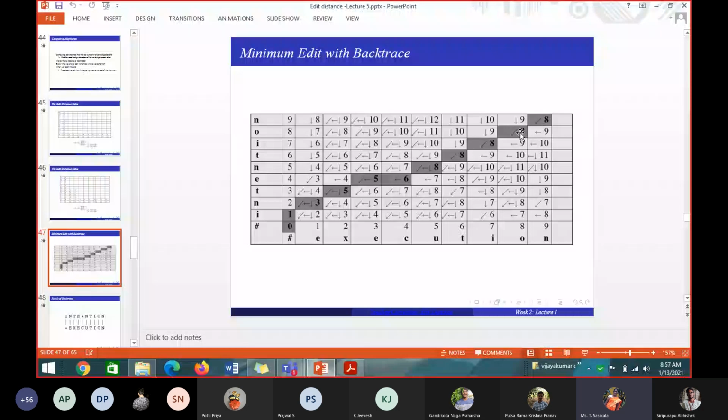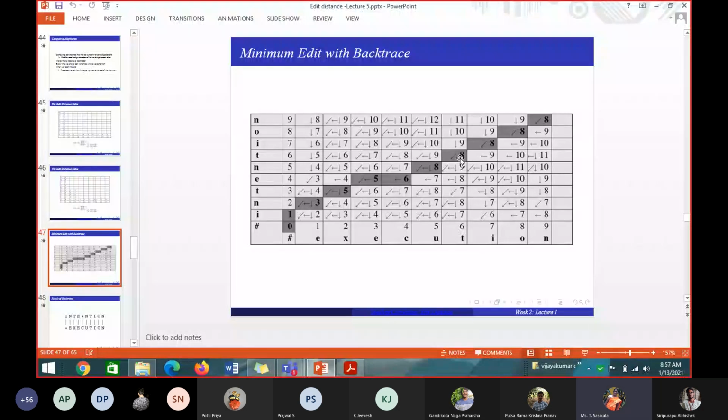Left side 9 plus 1, down 9 plus 1, diagonal 8 plus 8 is there, either 8 plus 0 or 8 plus 2. Which one do I have to take? 8 plus 0 or 8 plus 2? 0, ma'am. 8 plus 0. Why 8 plus 0? Can you tell me, students? Can you justify?